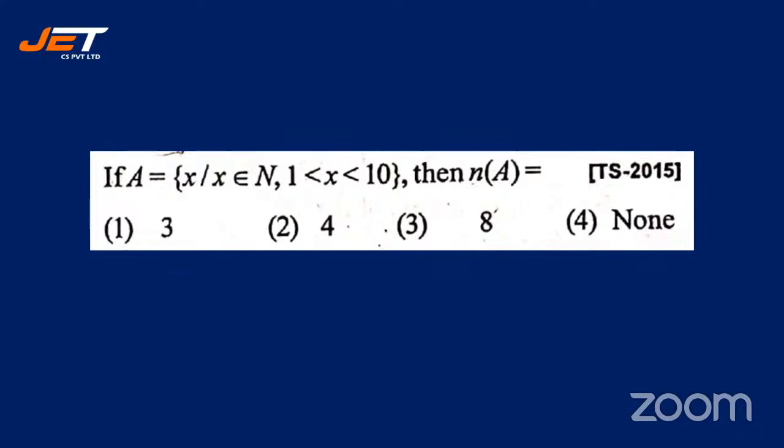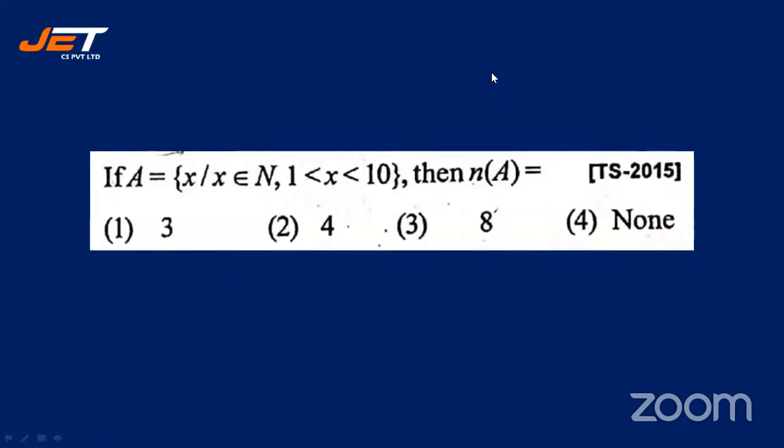N of A is what? So frame what A is, then you'll be able to find it out. It should be greater than 1, which means it cannot be 1, isn't it? So 2, 3, 4, 5, 6, 7, 8, 9. Can it be 10? No, it should be less than 10. So you should stop at 9. So I've given you the clue. Let's see how many are going to give me the right answer.